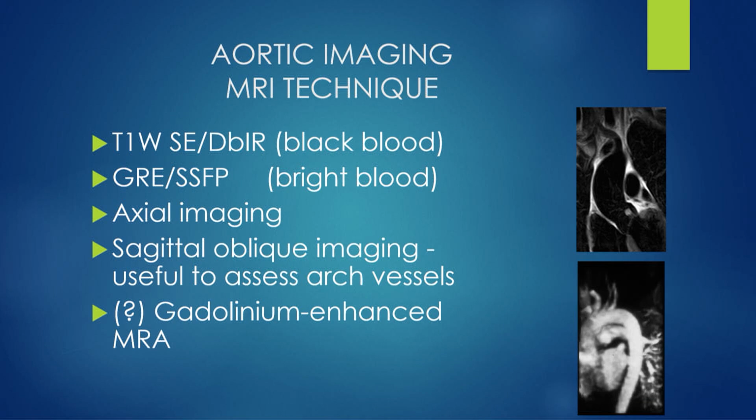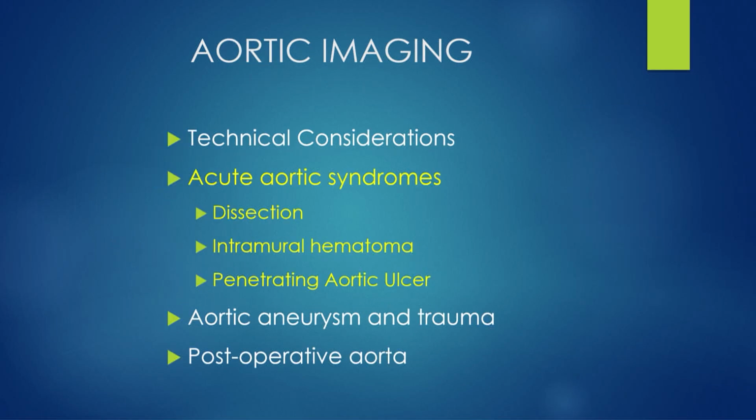The technique, generally what we're going to do is a dark blood, bright blood approach. We may give gadolinium. It's probably not absolutely necessary. That's an MRI at the bottom. But we would use some sort of bright blood SSFP type sequence.